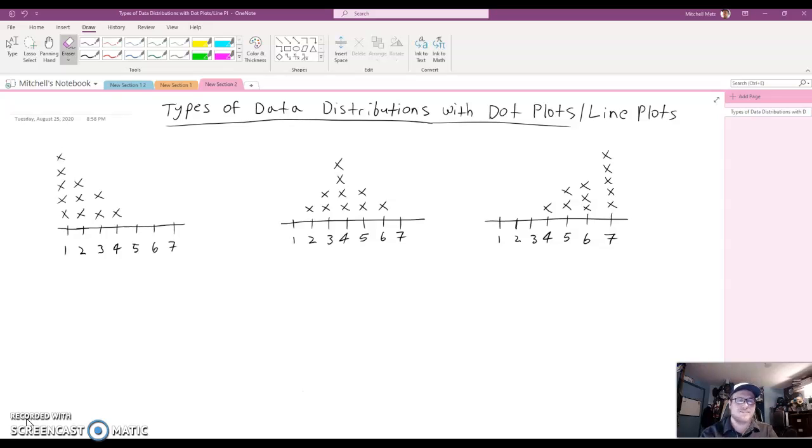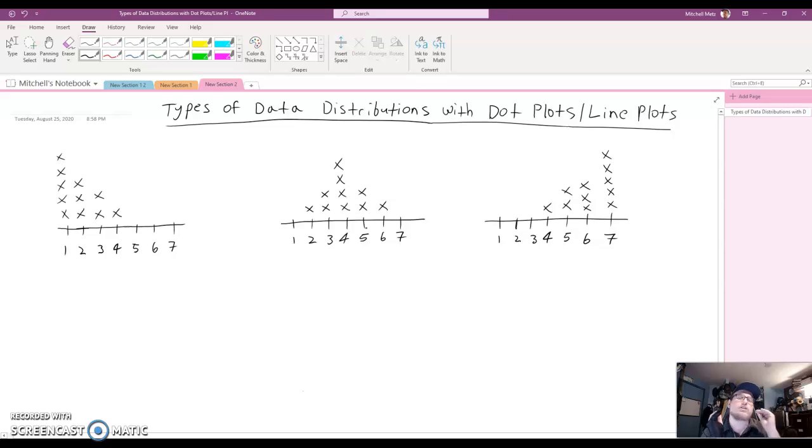Hello everyone, this is Mitch Maddox, and for this tutorial I'm going to show you how to identify different types of data distributions with dot plots, which we also sometimes call line plots. These are interchangeable names. A dot plot is just a number line with a whole bunch of X's or dots representing a data set that you had in a list. For example, this one just means I had a data set with 1, 2, 2 3s, 4 4s, 2 5s, and 1 6.